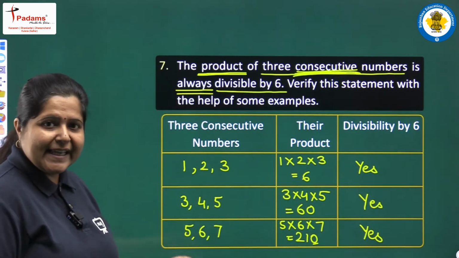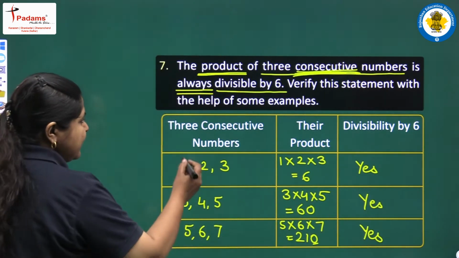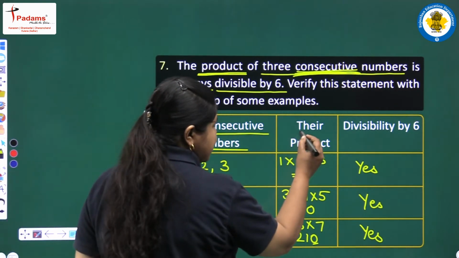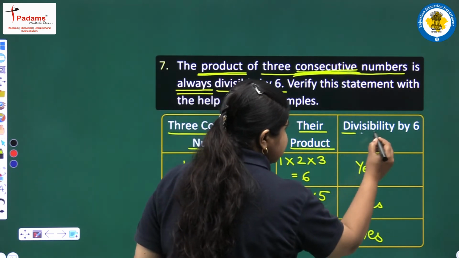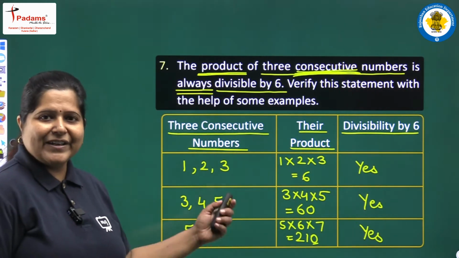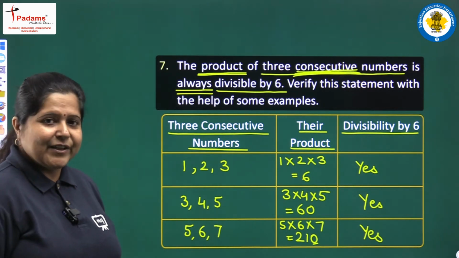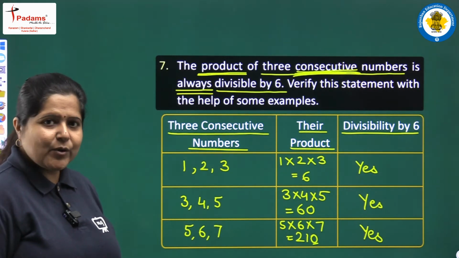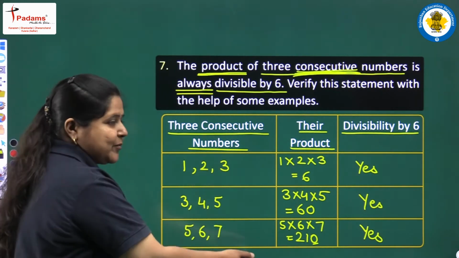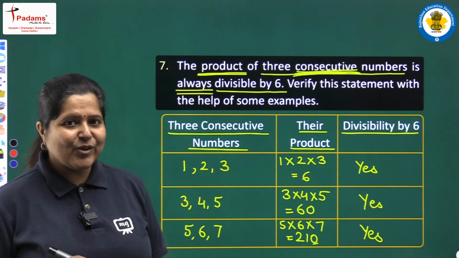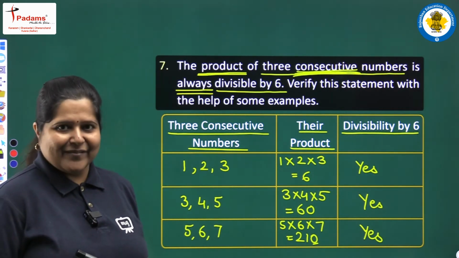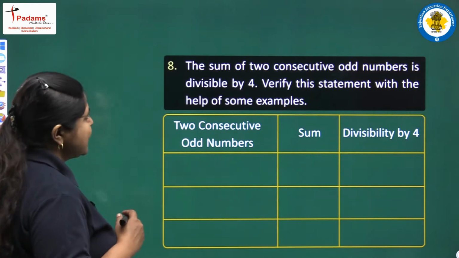And what do we see? Every time whenever we are multiplying 3 consecutive numbers, then their product is always divisible by 6. So with these examples we have verified this statement. You can take some other examples also. Any 3 consecutive numbers you can take and then check out their product whether it is divisible by 6 or not, and you will get it divisible by 6. We take up the next question, question 8.